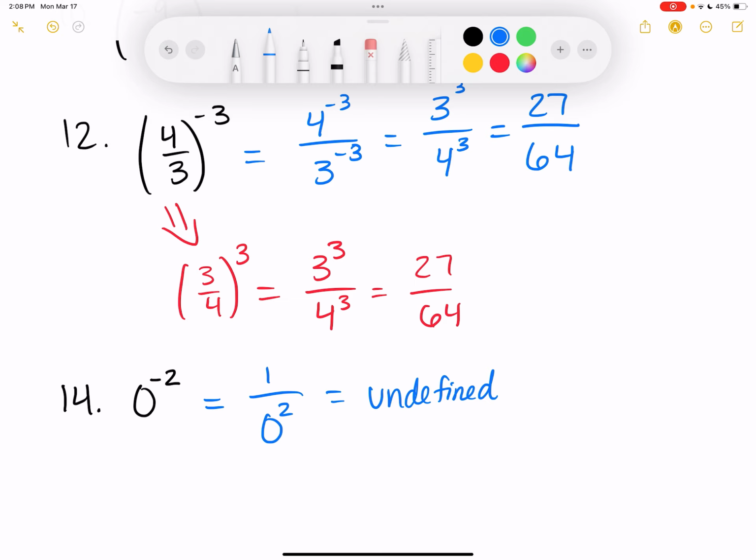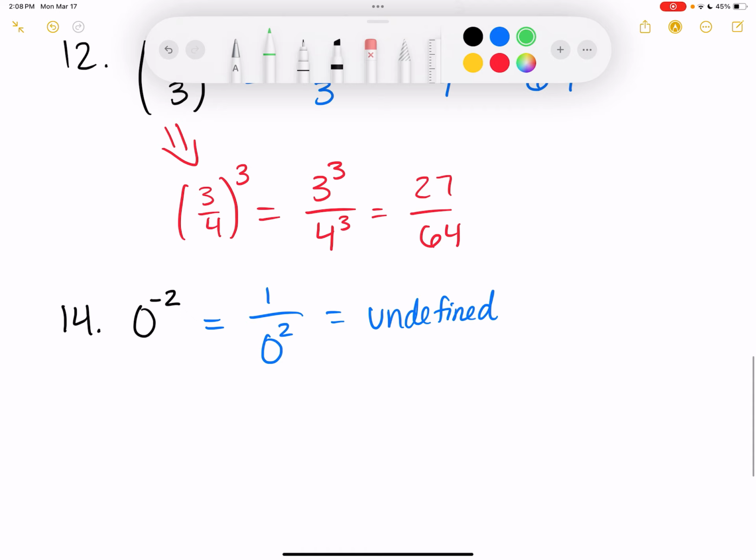Now, if this was instead 0 squared, what would that be? What's 0 times 0? 0. Clearly 0 on the bottom is undefined. 0 on the top is just 0. I just have to flip it around.